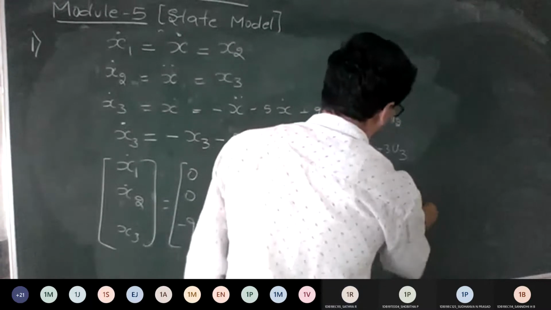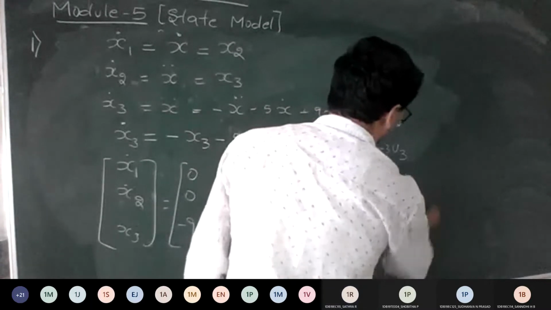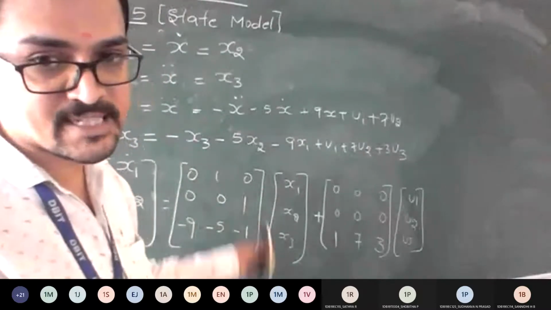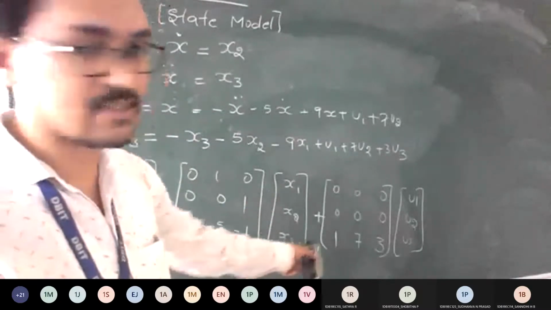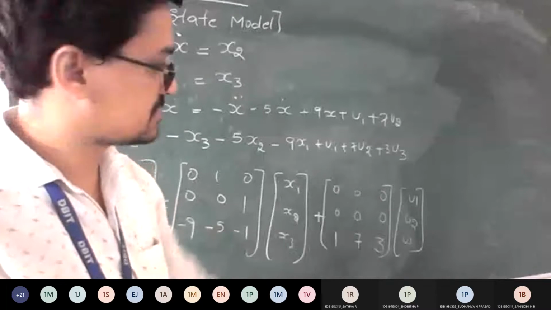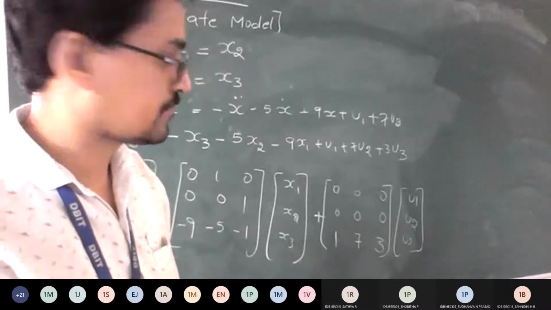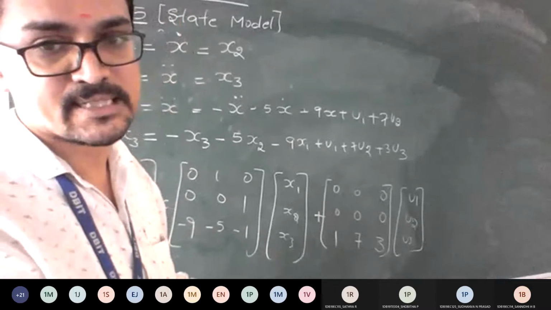So is it U1, U2, U3? I hope others understood what we wrote. Since it is having all three values, you should represent a 3 cross 3 matrix. Is it fine? Yes, sir. So this is the state equation.